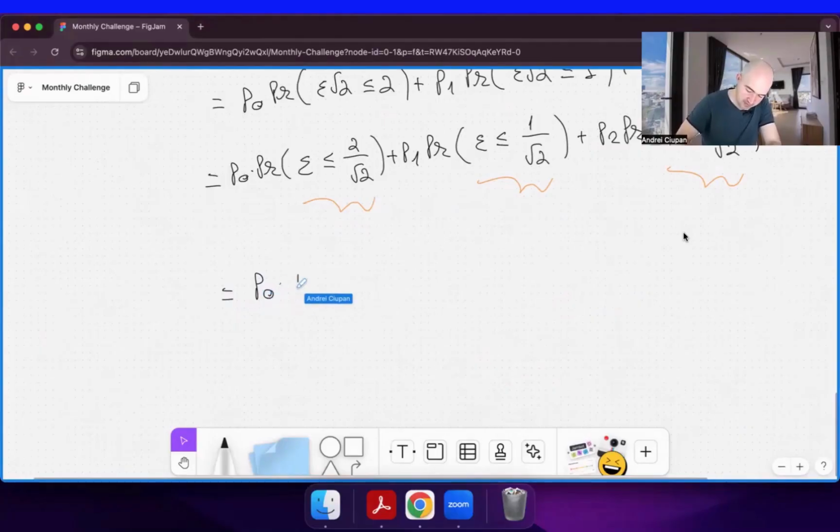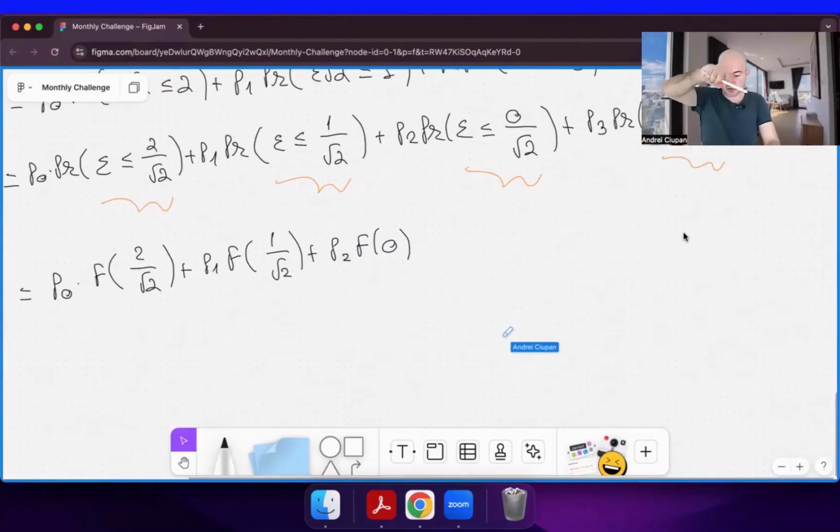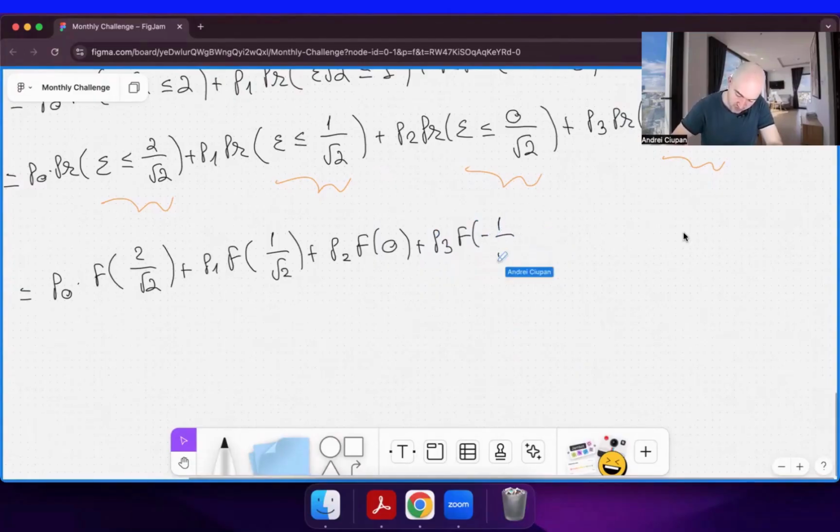So this is P0 times F of 2 over square root of 2 plus P1 times F of 1 over square root of 2 plus P2 times F of 0. F of 0 is 1/2. That's nice. What's the chance that a normal 0, 1 is less than 0? It's the same thing that we discussed a few minutes ago. The normal 0, 1, like any Gaussian, is centered around the mean. So the chance that it's less than or equal to 0 is exactly 1/2. Great. Plus P3, F of minus 1 over root 2, and so on, basically.